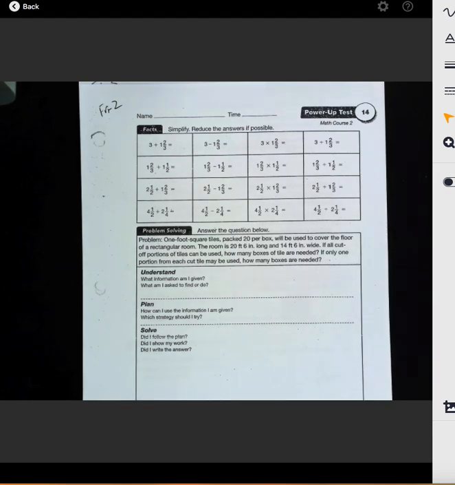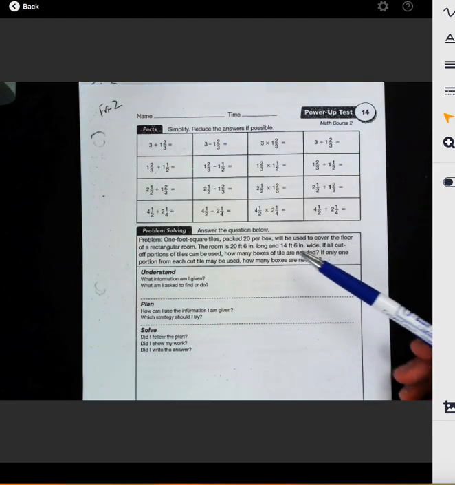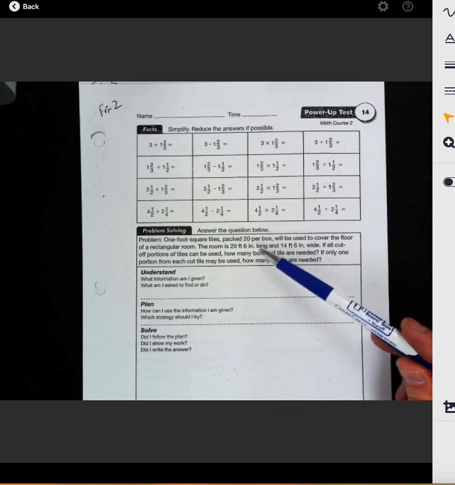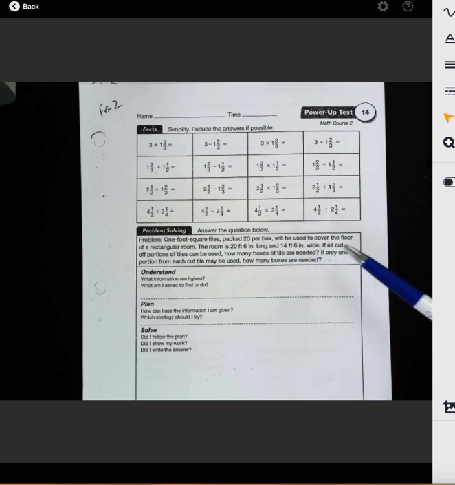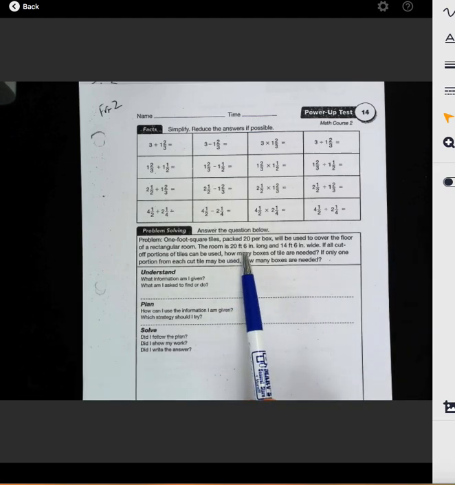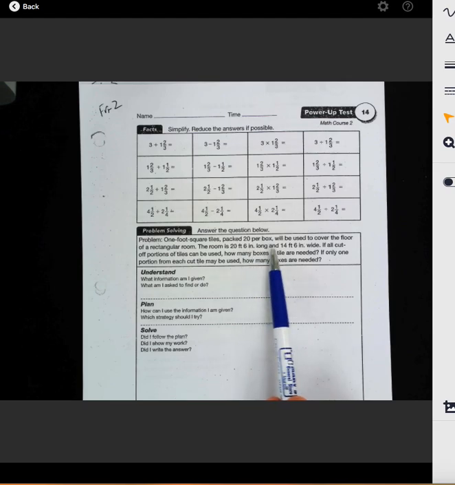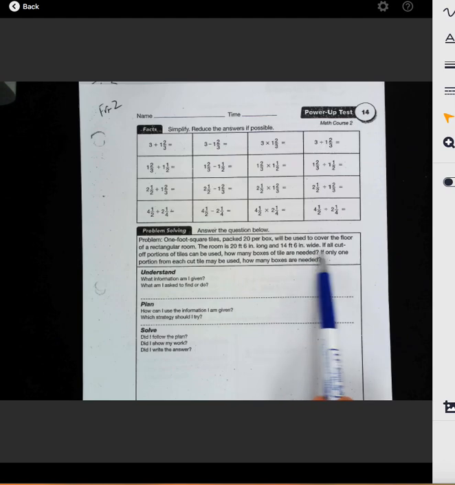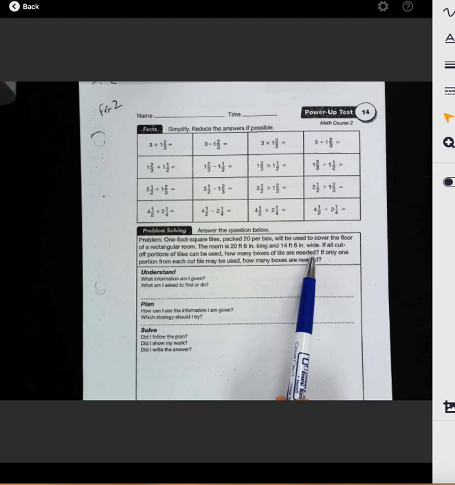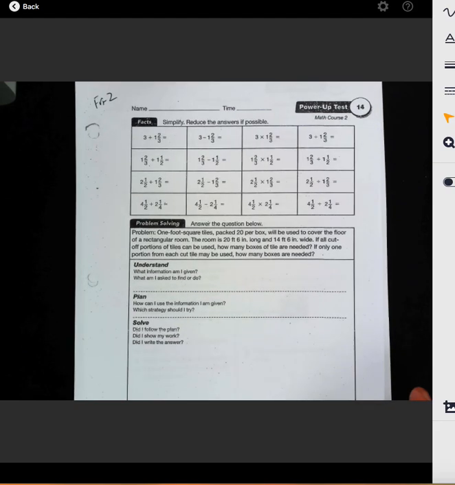Okay, your challenge problem reads like this. One-foot square tiles are packed 20 per box. They will be used to cover the floor of a rectangular room. The room is 20 feet 6 inches by 14 feet 6 inches. If all cut-out portions of the tile can be used, how many boxes of tiles are needed? Then it says, if only one portion of each cut tile may be used, how many boxes are needed?